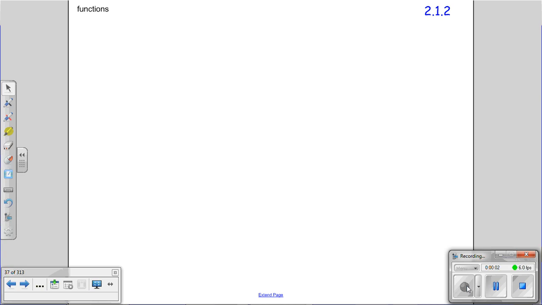Okay, this video is 2.1.2. We have two objectives. One, we're looking at an introduction to function notation and how we can handle multiple equations as functions, and also looking at the intersection of these functions. So those are the two things.